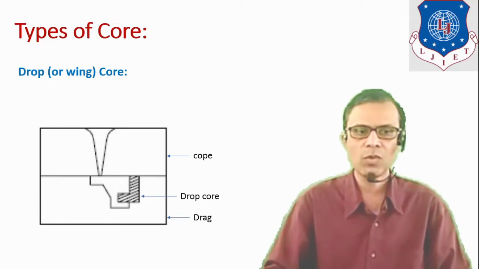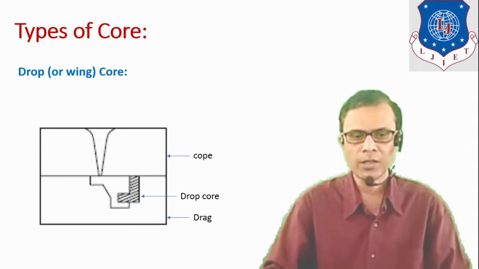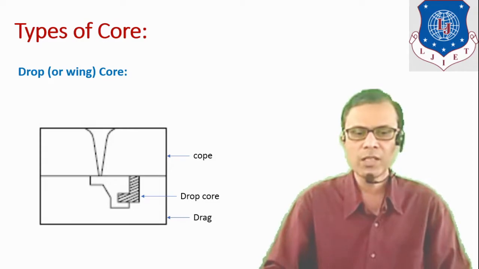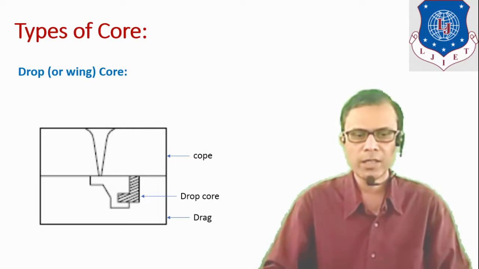The next type of core is a drop core, which is also known as a wing core. Here in this diagram it is a wing core or drop core, and it is only on one side of the parting line. So it is only on the drag part. The recess is here only, so this type of component can be produced with the help of a drop core.